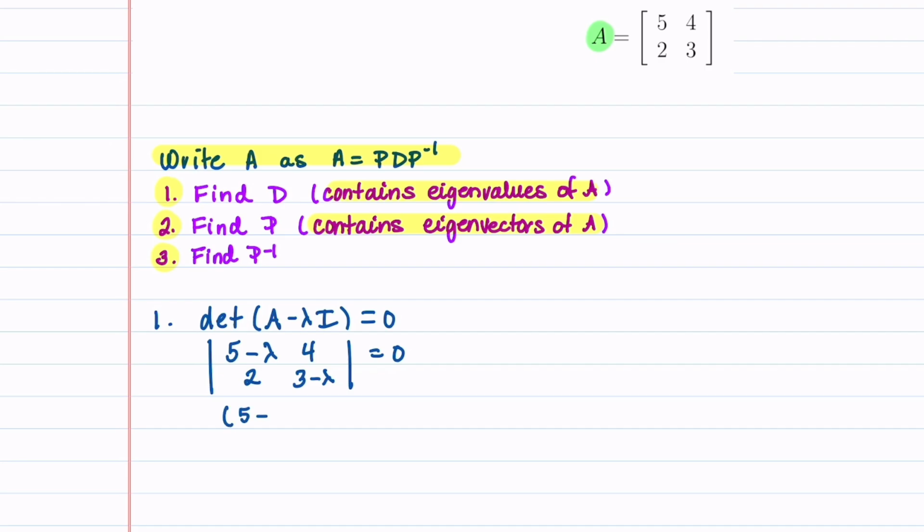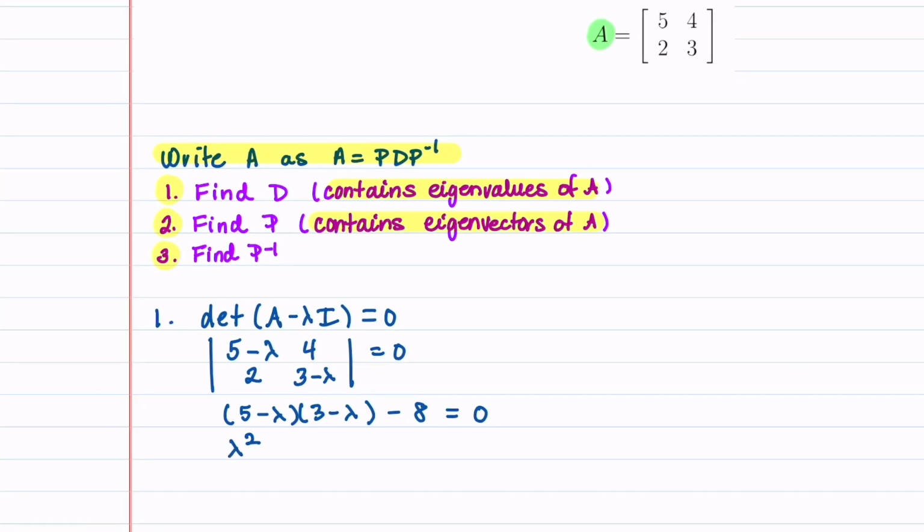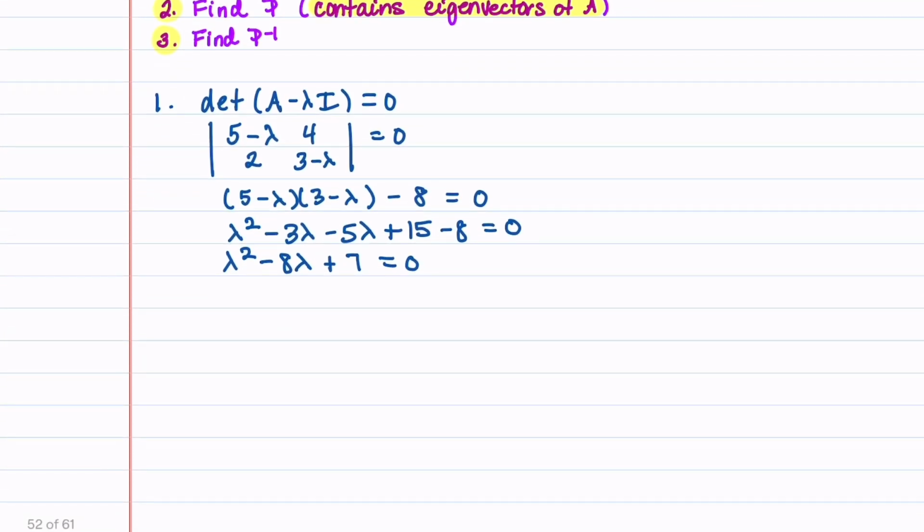This gives us a 5 minus lambda times a 3 minus lambda. We're just multiplying the main diagonal, and then we subtract off the off diagonal, which is 2 times 4 is 8, and we set that equal to 0. Multiplying this out, we get lambda squared minus 3 lambda minus 5 lambda plus 15 minus 8. Combining like terms, we get lambda squared minus 8 lambda plus 7.